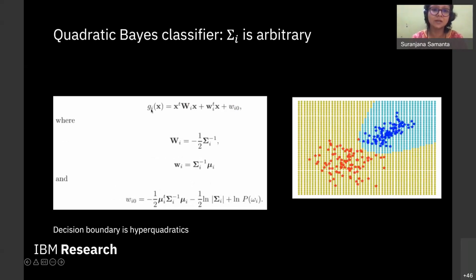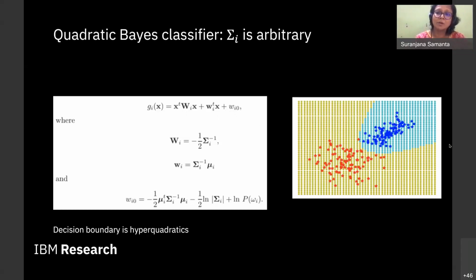So we start with the very basics of Gaussian, and we get this particular equation where these are the constants. And if we plot, we will see that this is a quadratic kind of decision boundary. Quadratic comes because this is a polynomial equation in x of degree 2. That's why it will always be quadratic in nature. As we go to higher dimensions, it will be hyperquadratics.